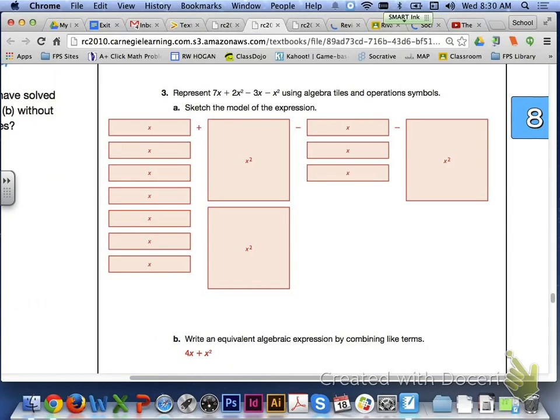Here is what your sketch should look like for number 3. We are going to have 7 yellows plus 2 reds minus 3 yellows, and then we are also going to subtract 1 red. For letter B then, your equivalent algebraic expression, when you combine the like terms, you're going to have 4x plus x squared.